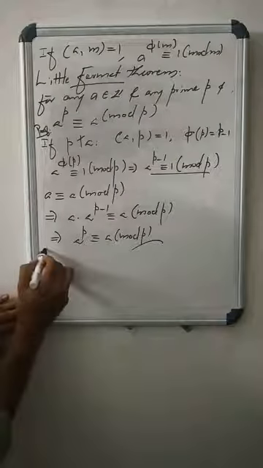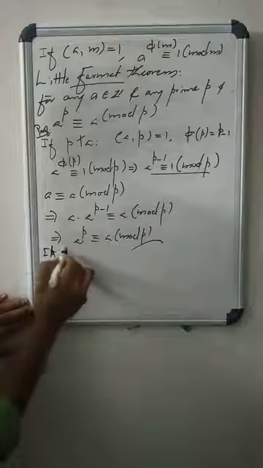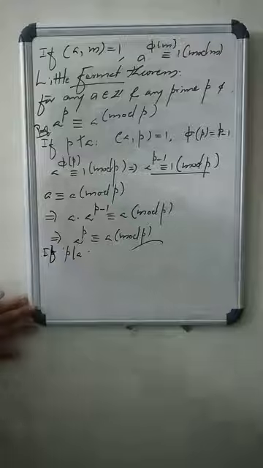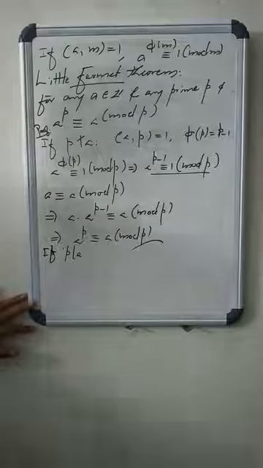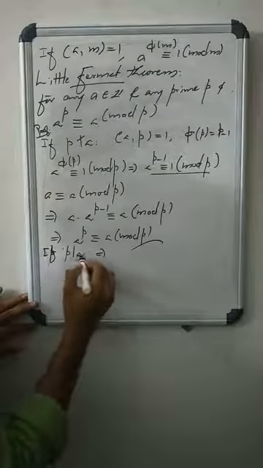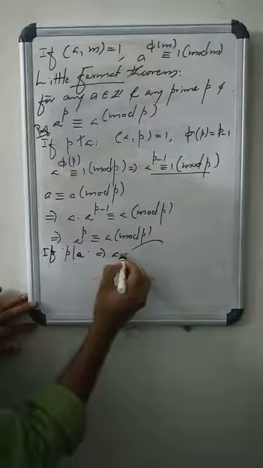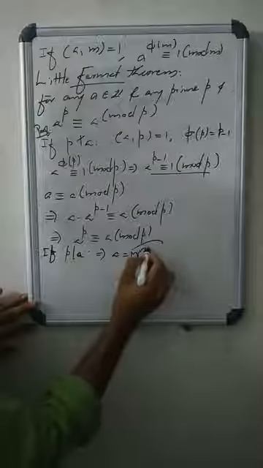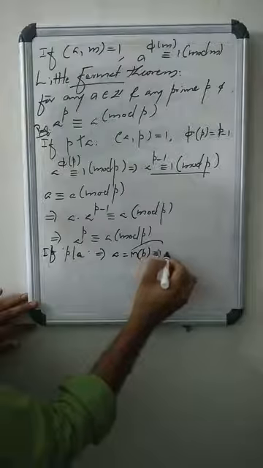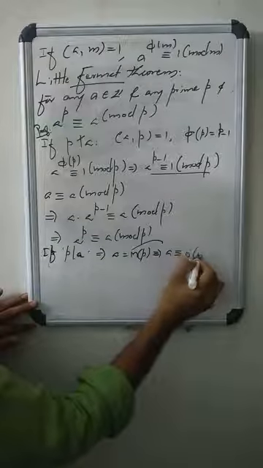If p divides a, what happens? If p divides a, that means a is a multiple of p. A is a multiple of p means a is congruent to 0 mod p.